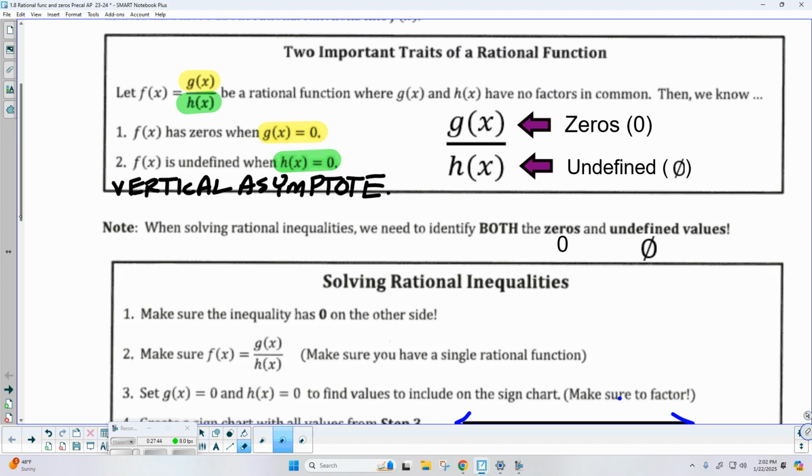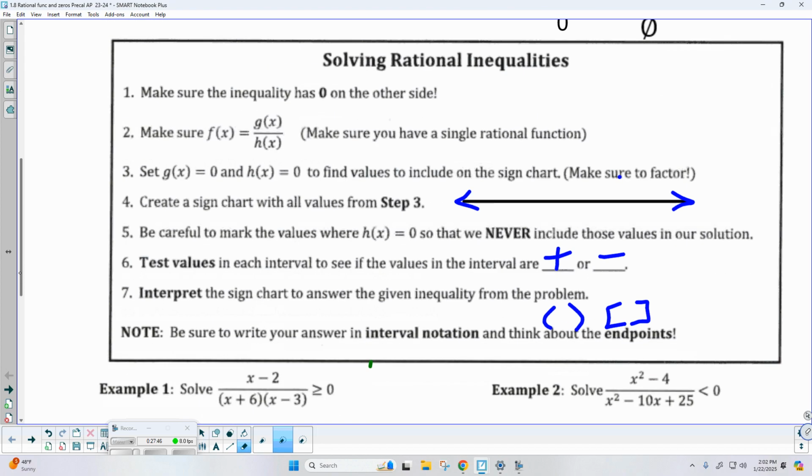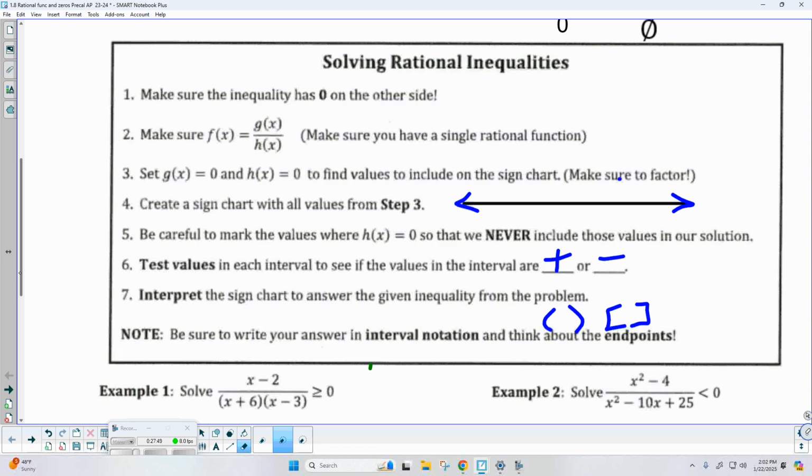Okay, so let me give you a quick overview of what we're going to be doing here. Number one, make sure the inequality has 0 on one side. You want it greater than or less than 0 so that you know what intervals to choose, positive or negative. Number two, make sure that it's just one fraction, one quotient. Number three, set both the numerator g and the denominator h equal to 0 and find the values that are going to go on your sign chart.